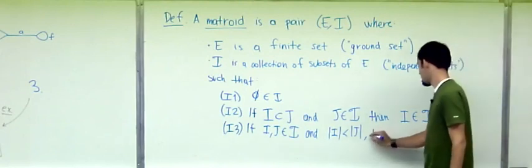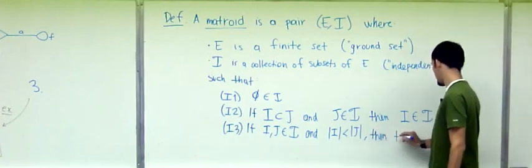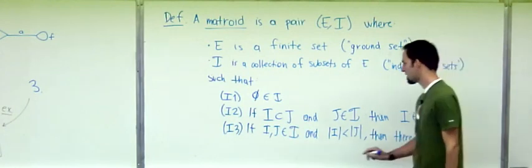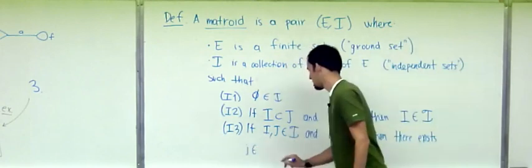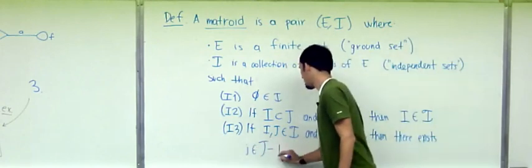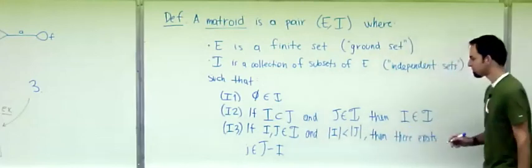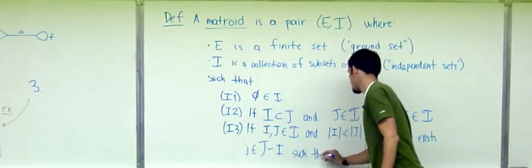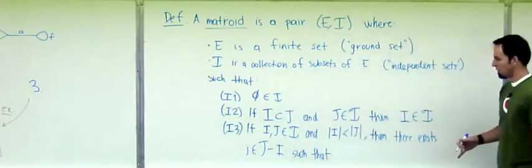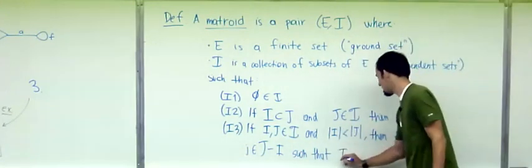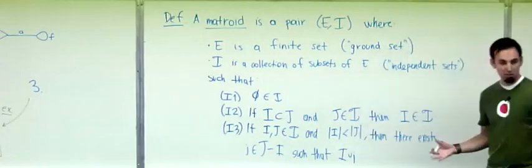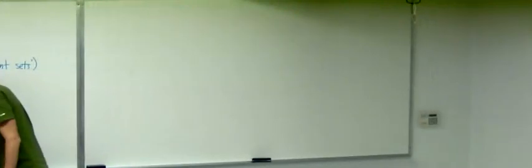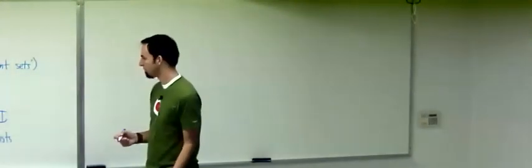In other words, then I can find an element j, which is in my set J, but not in my set I, such that I can add this element j to my set I, and that should still be independent. Okay.